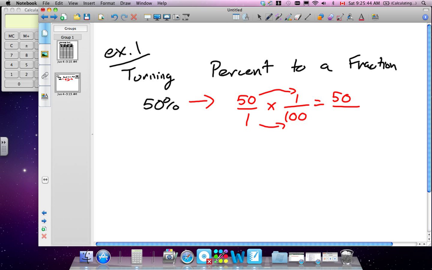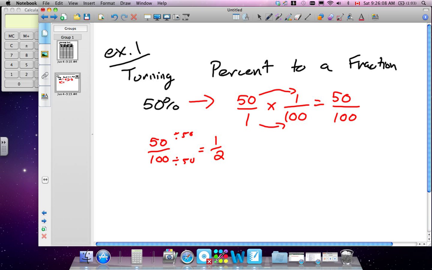Now, can I reduce this fraction? Yeah. What can I reduce it to? You can reduce it by 50. So if I divide both top and bottom by 50, what do I get? 1 over 2. Now, I showed you this with the fractions, but really the fastest way to do this, and we'll do it in blue, we'll call this the fast route.